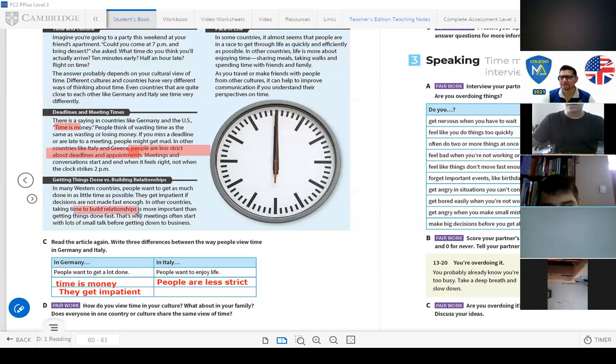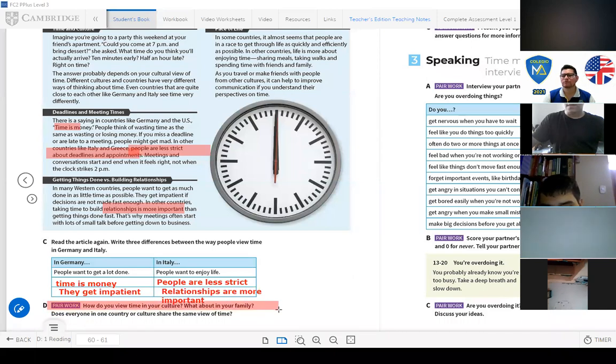Use the time to build relationships, no? The relationship is more important, okay? Let's write here, relationships are more important, okay? That's it, no? Now here we have this part, pair work.